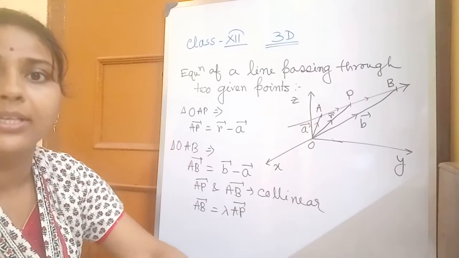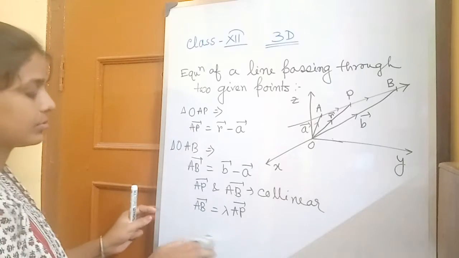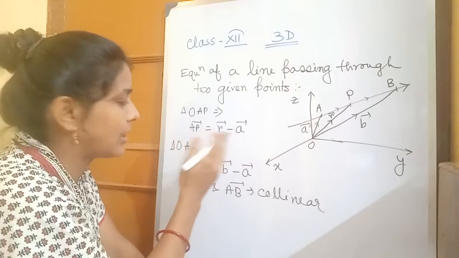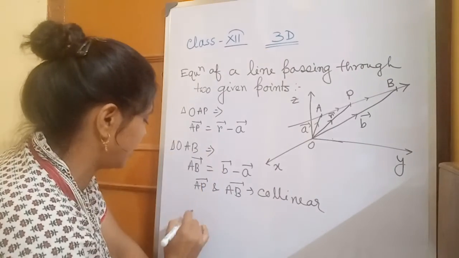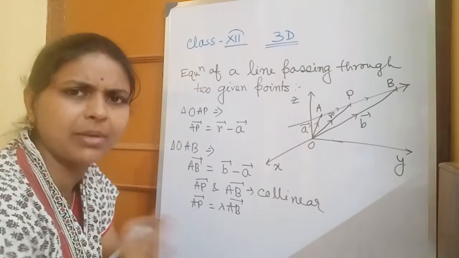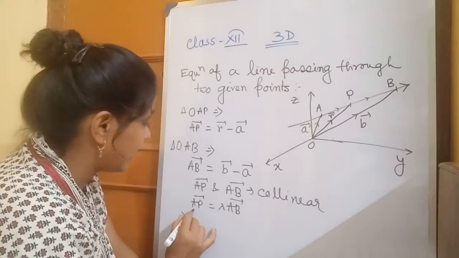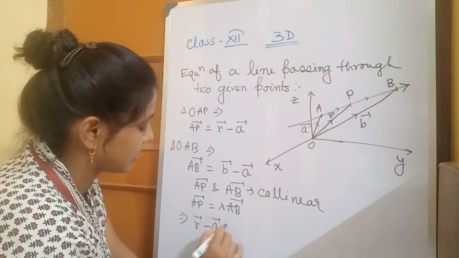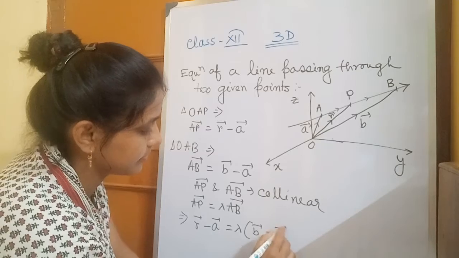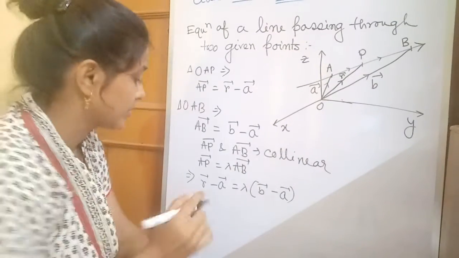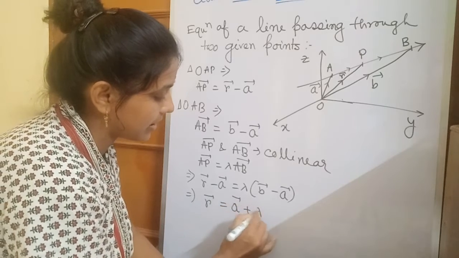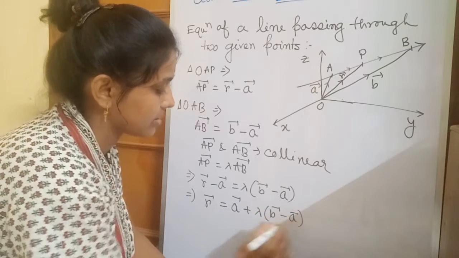So we will write that AP vector equals lambda into AB vector, because we need to isolate R. For that would be easy. Okay, lambda can be anything, any scalar. AP vector means R minus A vector, so it's lambda into B minus A vector. That means R vector is equal to A vector plus lambda into B minus A vector.